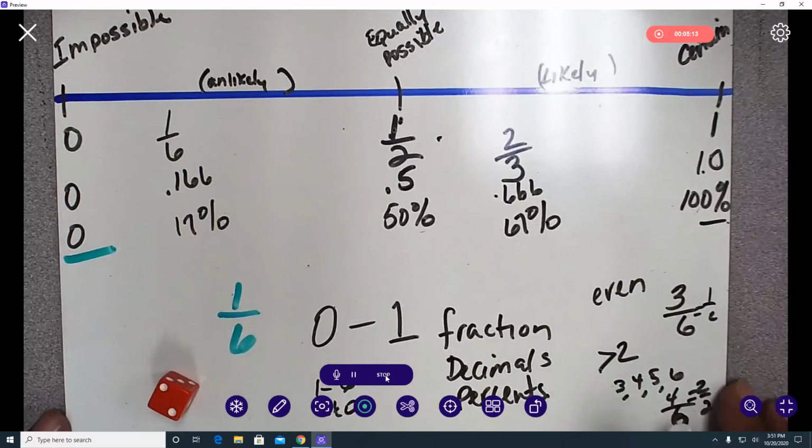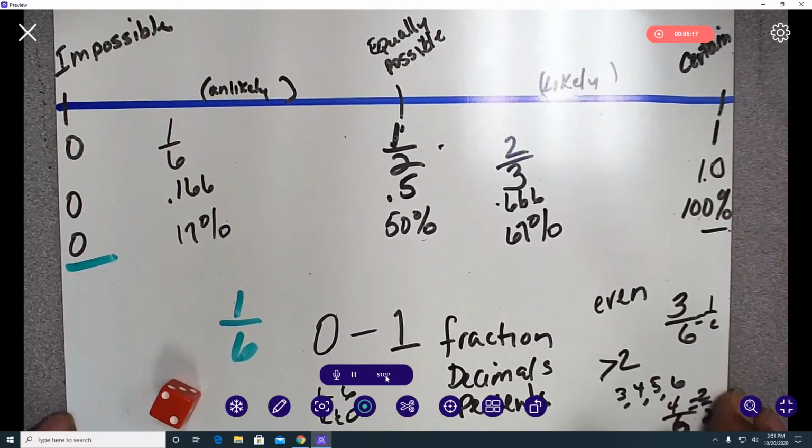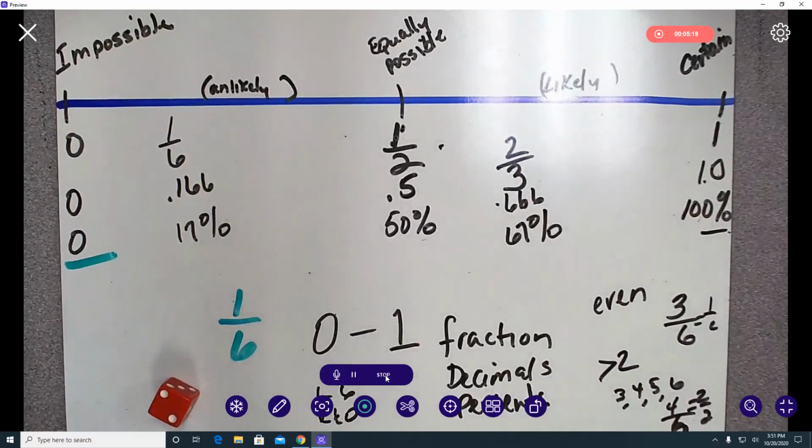So it's just a little short video on telling you how to describe the probability. See this: impossible, unlikely, equally possible, likely, or it is certain to happen.